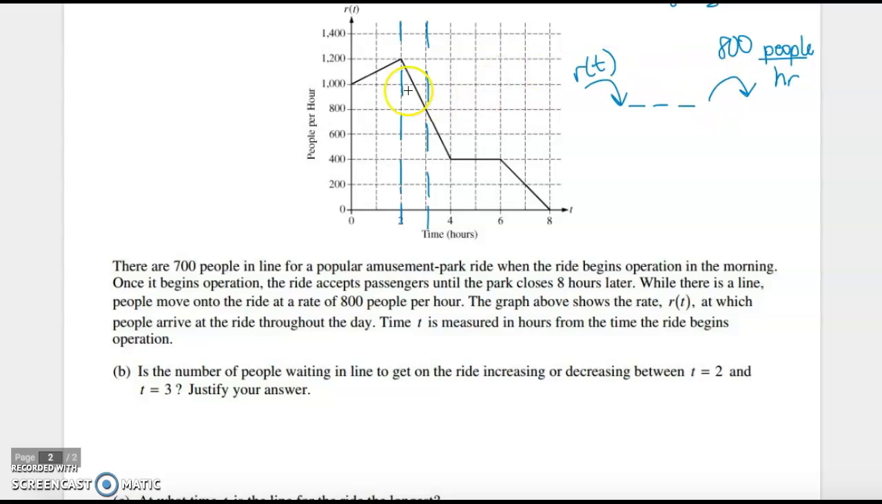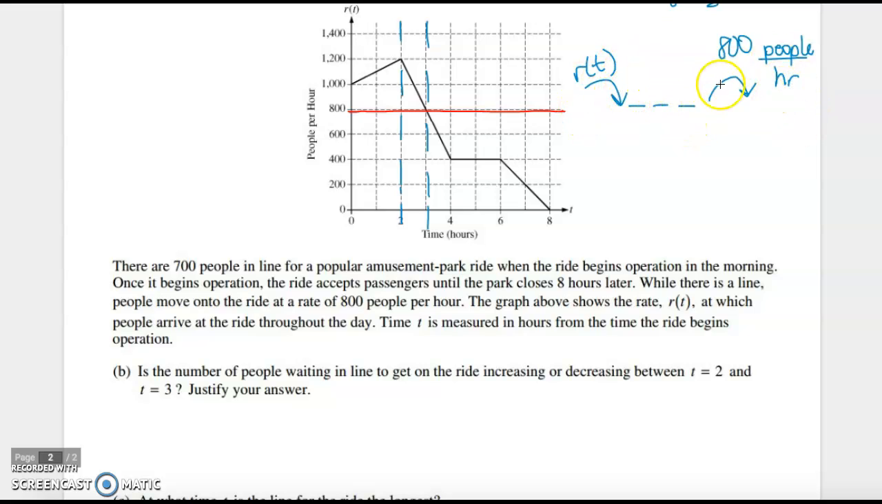And so you just have to compare the rate at which people are getting in line to the rate at which people are getting on the roller coaster. So 800 seems to be the cutoff point. If people are arriving at 800 people per hour or lower, then they're going to be getting on the roller coaster faster, right? So more people will get on the roller coaster than people will be arriving.